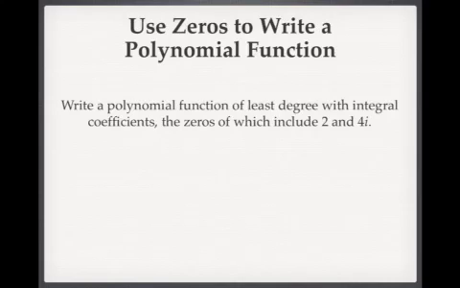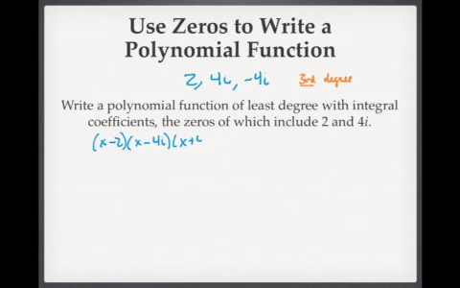Write a polynomial function of least degree with integral coefficients, the zeros of which include 2 and 4i. This one's actually going to be a little bit easier. Well, 2 and 4i mean that if you have 4i, you better have a negative 4i also. So you're going to have the zeros 2, 4i, and negative 4i, which is 3 zeros, which means it better be a third degree polynomial by the time we're done. So let's go ahead and find our factors. We got x minus 2, x minus 4i, and x plus 4i.